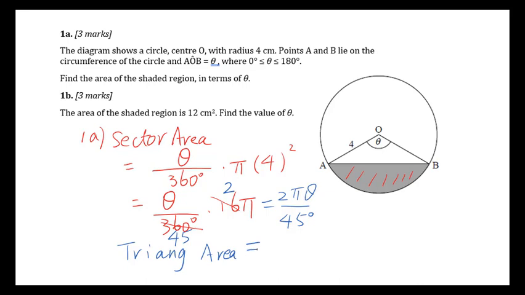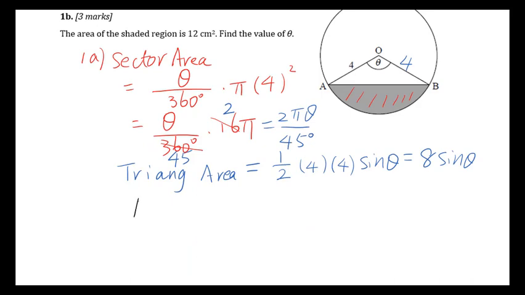For the triangle area, it equals 1/2 AB, that is 4 times 4, because this is a 4, then sine theta. So we get 8 sine theta. Therefore, the shaded area A equals 2 pi theta over 45 degrees minus 8 sine theta.